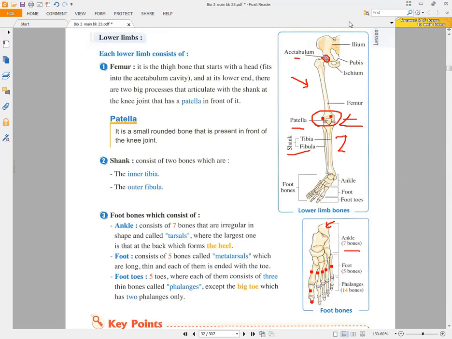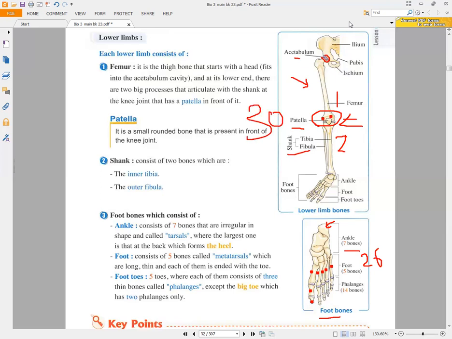So if I ask you about the total number of the foot bones, they will be 7 plus 5 plus 14. That will equal 26 bones, okay? But if I ask you about the total number of the lower limbs, you will have here 1 femur, also 2 shank, 1 patella, and 26 foot bones. So the total number here will be 30 bones, okay?